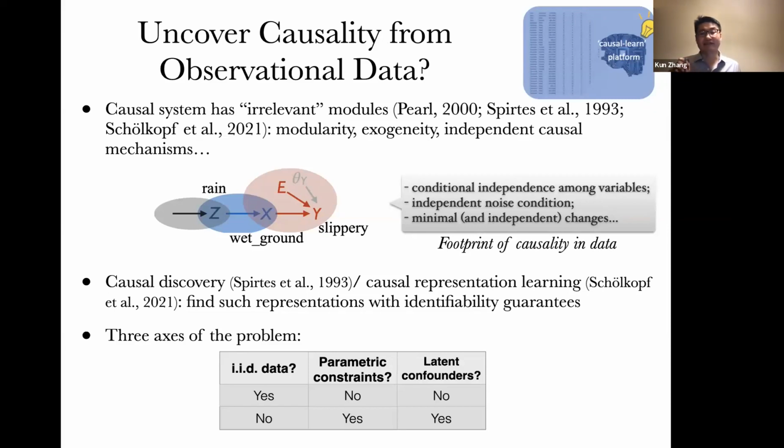Okay, basically, we care about identifiability. Otherwise, it's not going to be causal representation learning. There could be other types of representation learning. And here, let's have a look at the definition of causal discovery and causal representation learning.